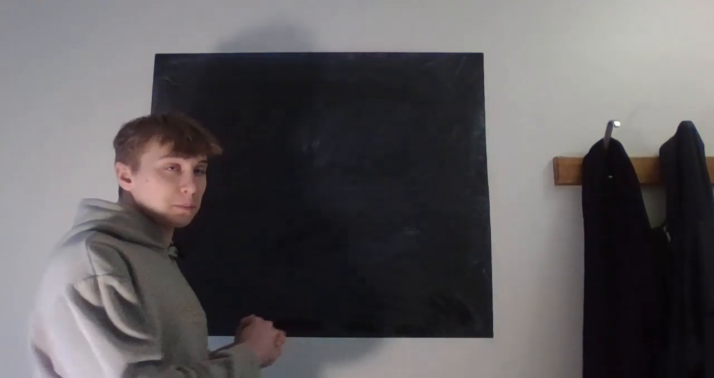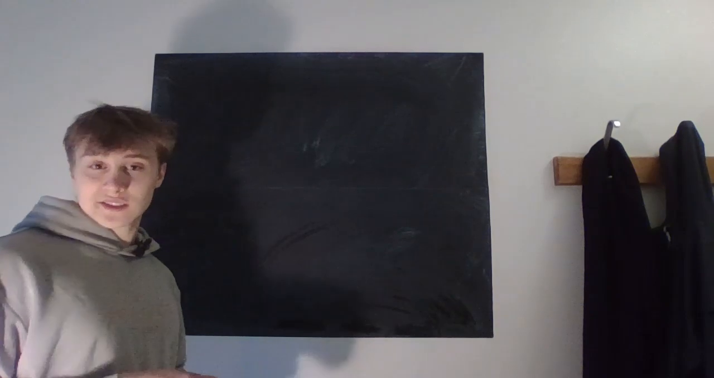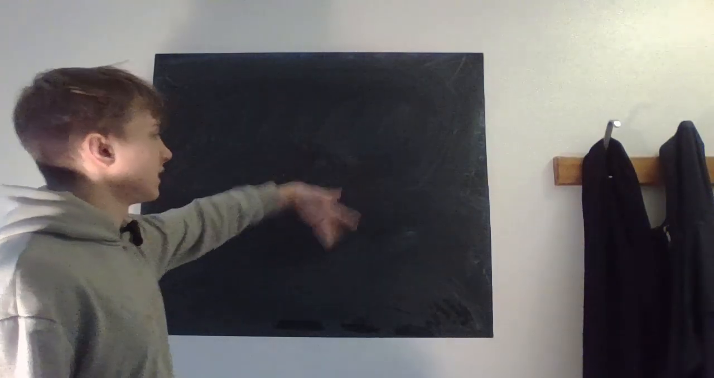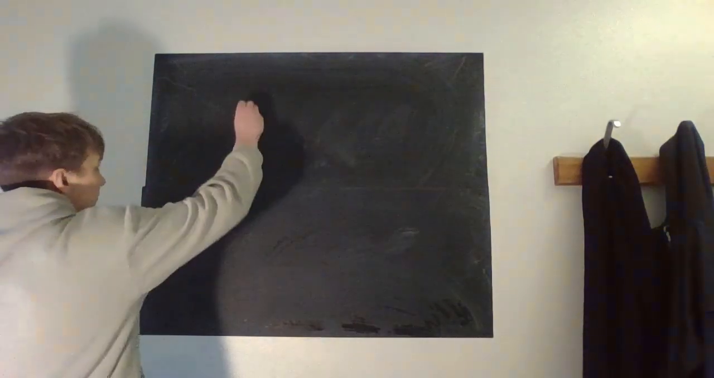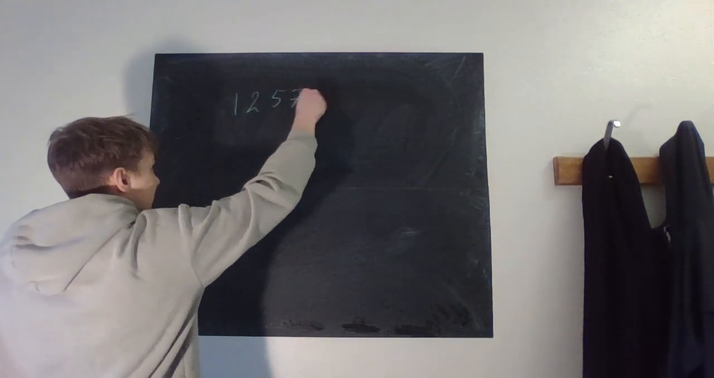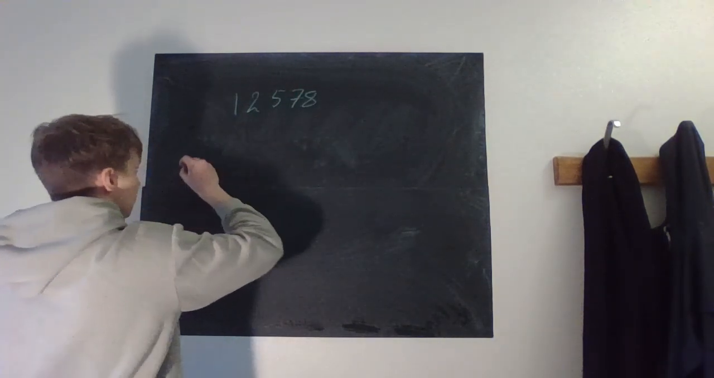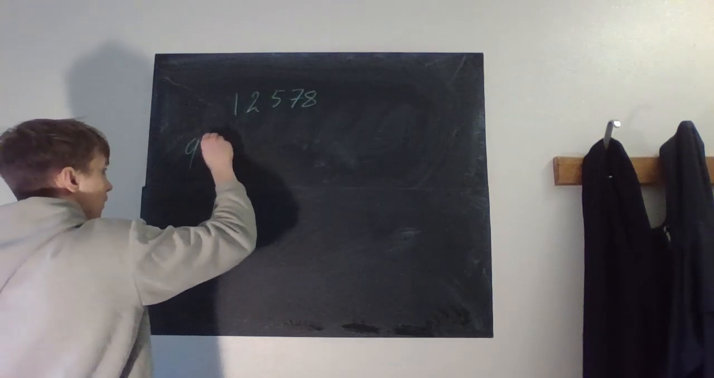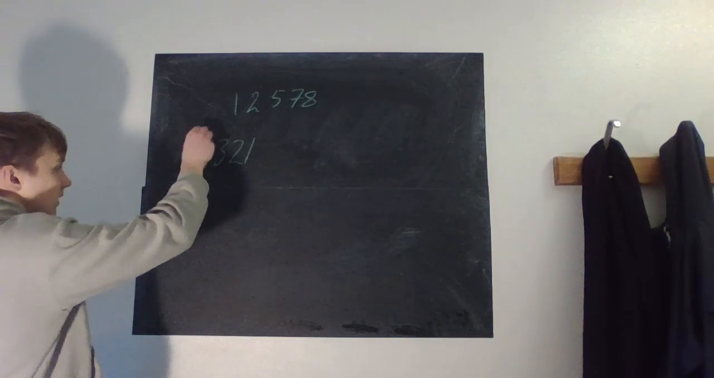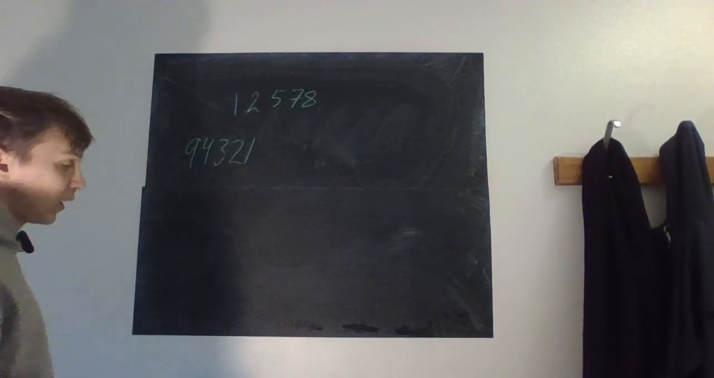Hello everyone. The question of the day is, how many numbers that have 5 digits can you create with strictly increasing or strictly decreasing order of the digits? So for example, we could have like 1, 2, 5, 7, 8. That is strictly increasing, or we could have strictly decreasing, so like 4, 3, 2, 1. All of these would work. And now, as I said, how many of these are there?